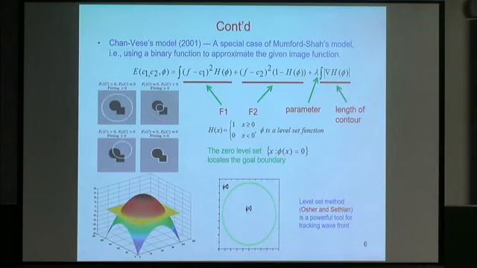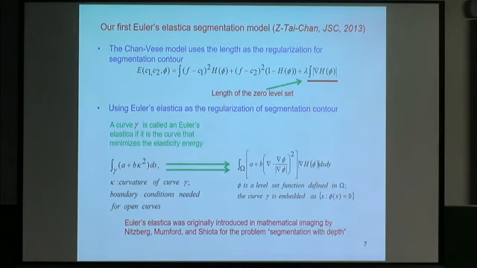Here the first 2 terms are still the fitting terms, and this one is the length term, which characterizes the length of this kind of boundary. Our model mainly focuses on how to revise this term, which we will be discussing. This is long-time work, almost 4 years ago. The Chan-Vese model uses length as the regularization for the active contour, and we would like to change that.